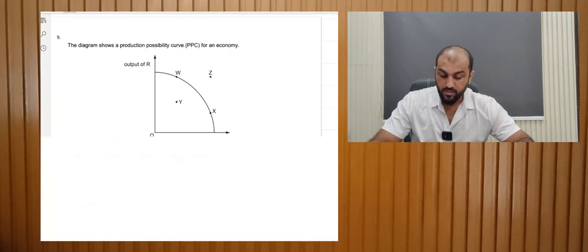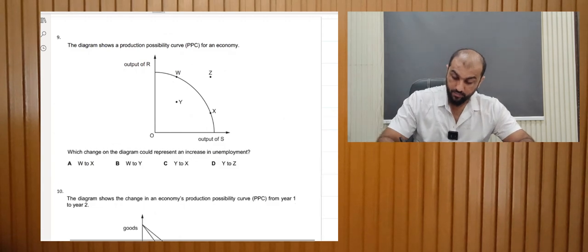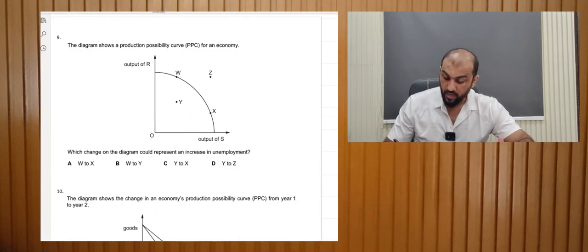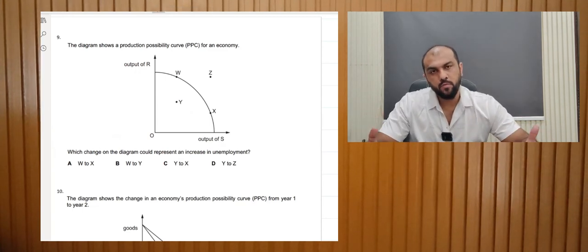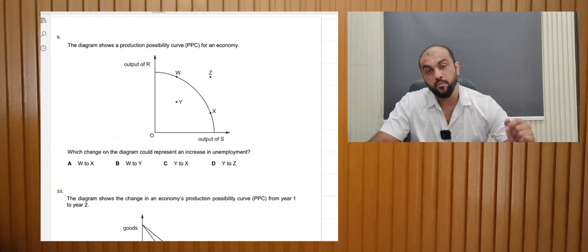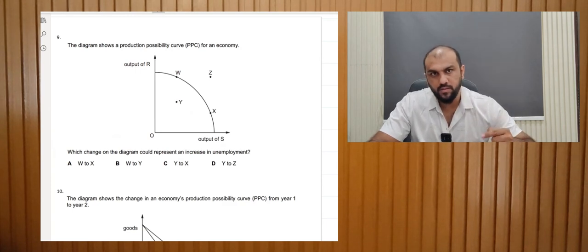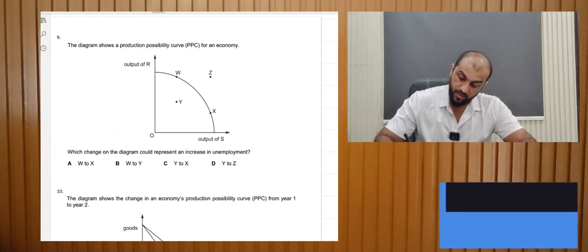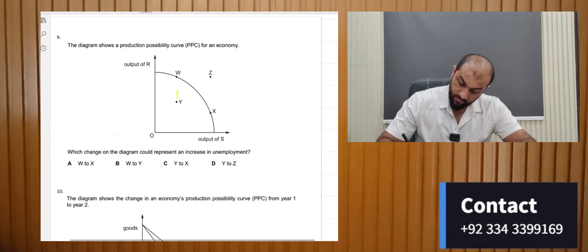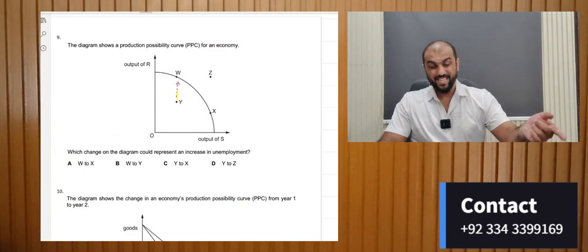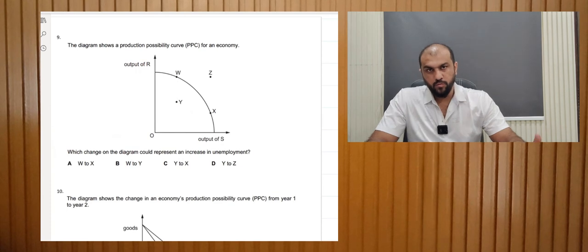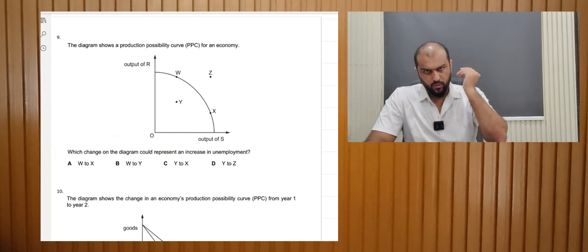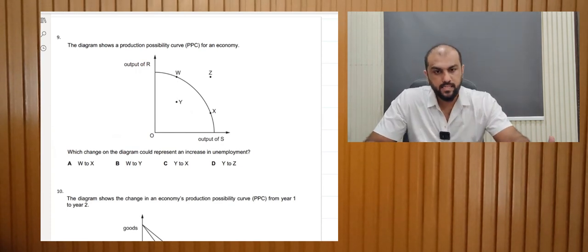The diagram shows a production possibility curve for an economy. Which change on the diagram would represent an increase in employment? All right. So if you want to see an increase in employment, we'll move from a point inside the PPC towards the full employment level. The opposite shows an increase in unemployment. So from full employment, we'll be moving towards the point inside the PPC.